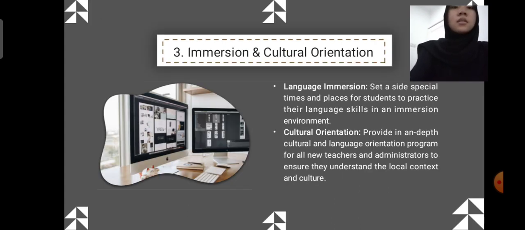And next, the third strategy is immersion and cultural orientation. Language immersion: set aside special times and places for students to practice their language skills in an immersion environment. Cultural orientation: provide an in-depth cultural and language orientation program for all new teachers and administrators to ensure they understand the local context and culture.